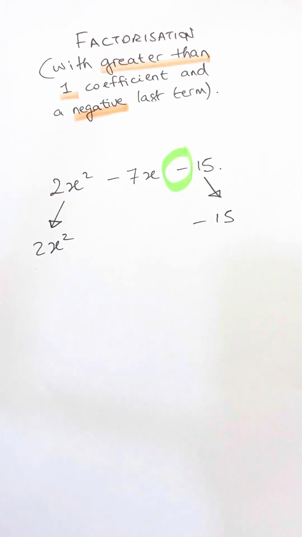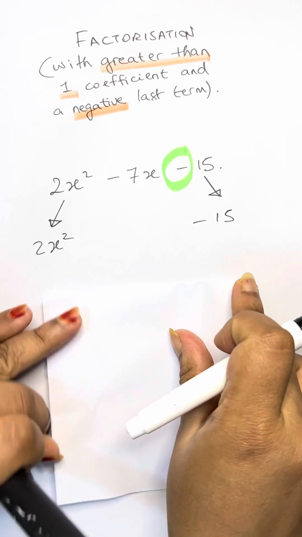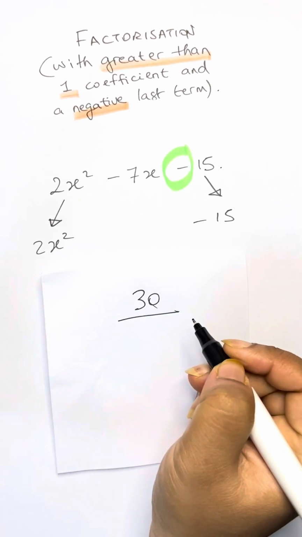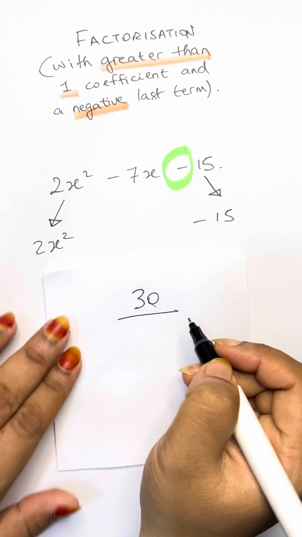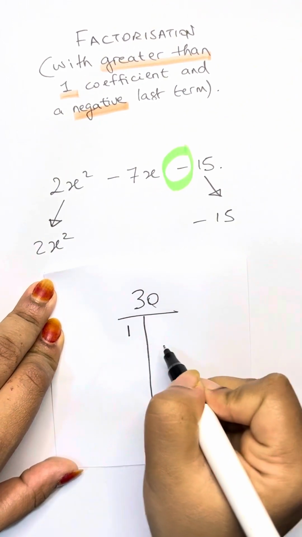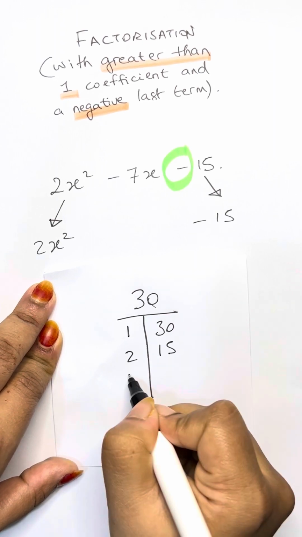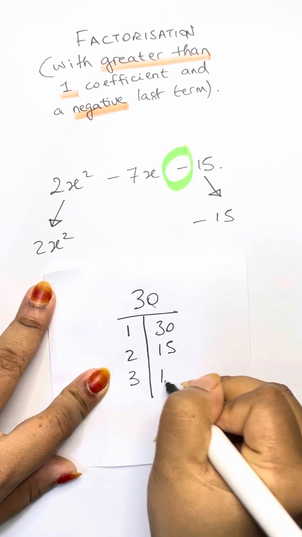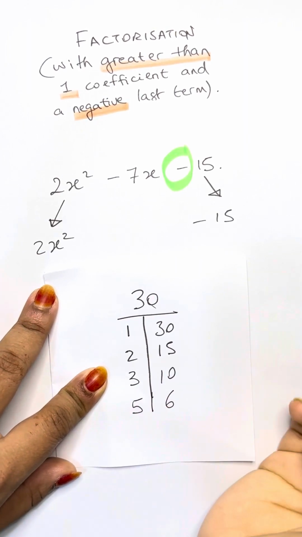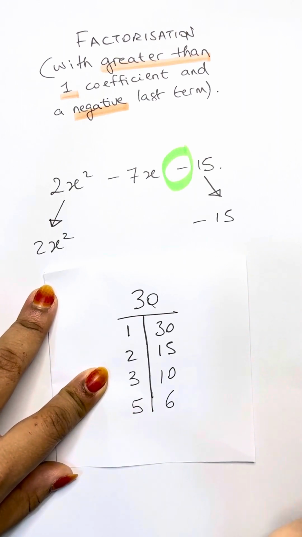Then again, I need to multiply 2 times 15. What's 2 times 15? That's going to be 30. Then the next thing is to find all the factors of 30. Let's go in number order. So it's 1, 30, 2, 15. Then it's 3, 10, 5, 6, and that's all. If I were to continue, I would have the exact same numbers being repeated.